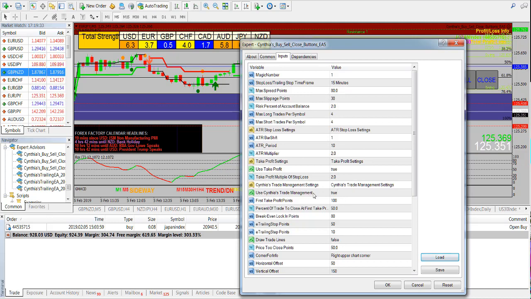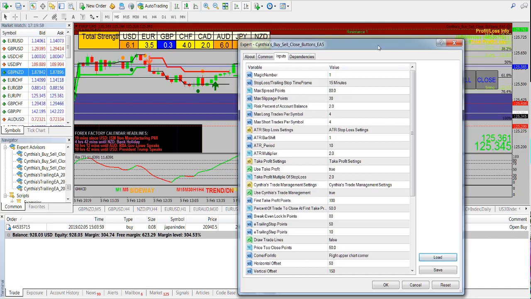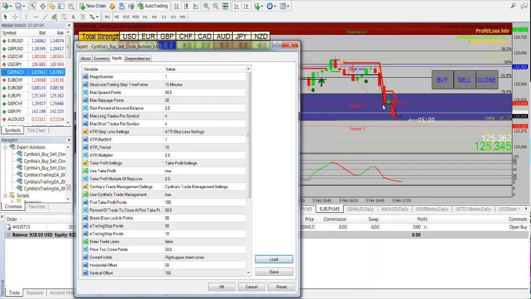We're using trade management true, and the first take profit now it says 100, but that's actually 10 points, 10 pips, because all of these numbers have an extra zero on the end, and that's to accommodate the CFDs or the indices. So first take profit would be 10 pips, and that's basically, we measured our range from support 1 to support 2, that's 10 pips.